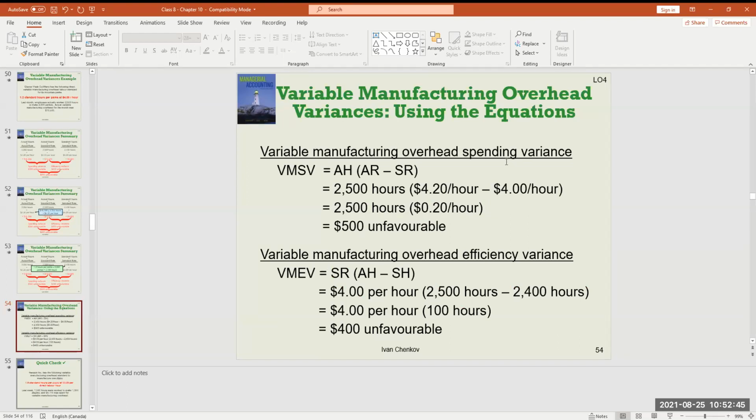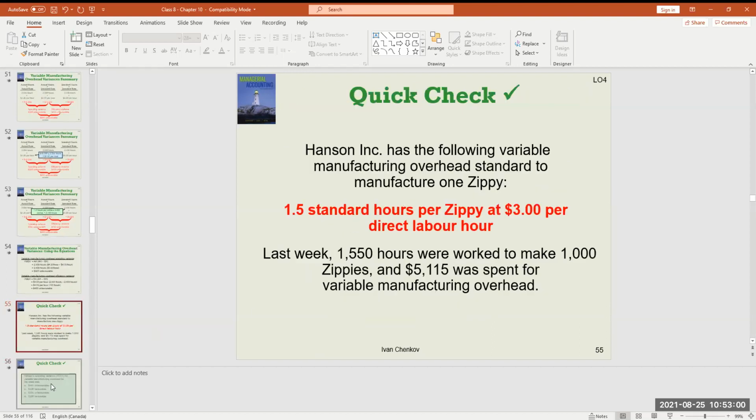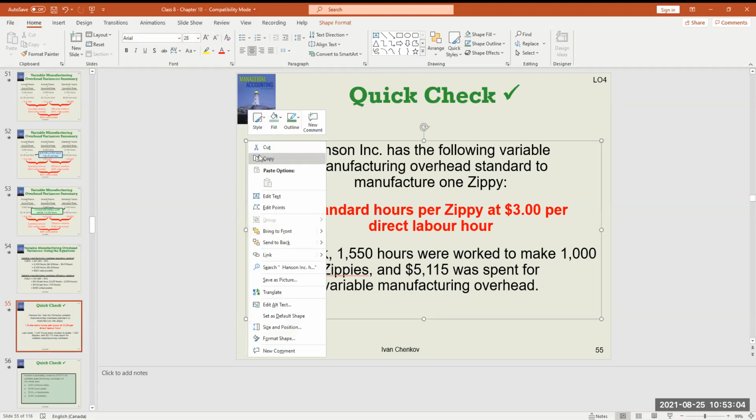For the spending variance, you're staying with the actual hours and you're chasing the difference in the rate. For the overhead efficiency variance, you're staying with the same rate, the standard rate, and you're chasing the difference within the hours. Quick check here. Let's do one more question.